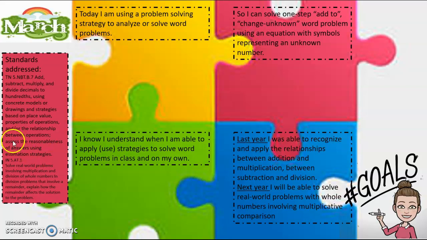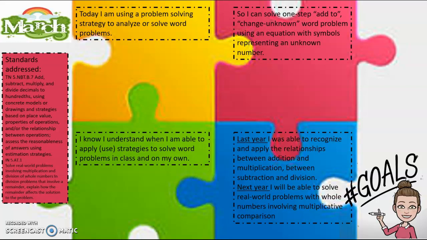Okay, so again, that strategy that we're going to be working on is a problem-solving strategy, analyzing word problems so that we can solve them. Why are we doing this? We're doing this so that we can solve one-step add or change word problems using equations with symbols like add, subtract, multiply, divide, representing an unknown number. So that unknown number will be our outcome.